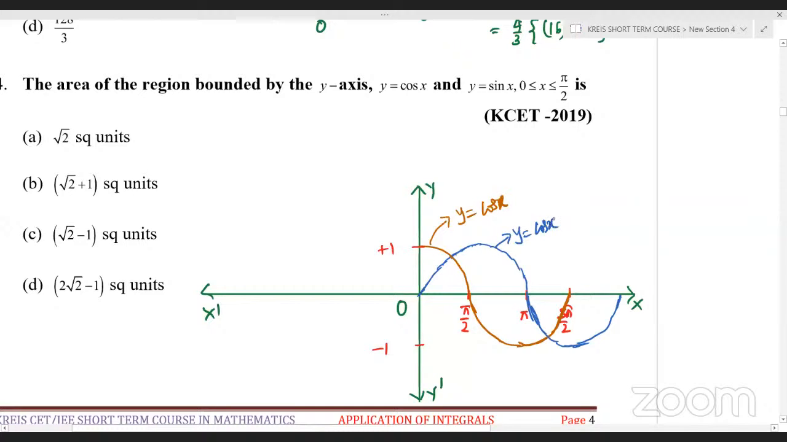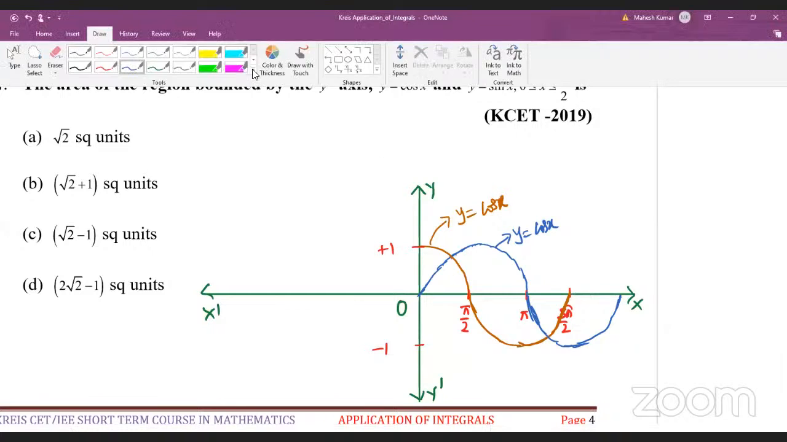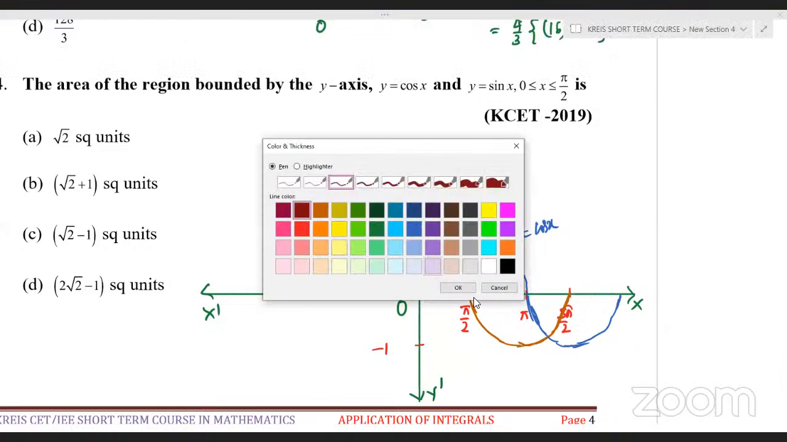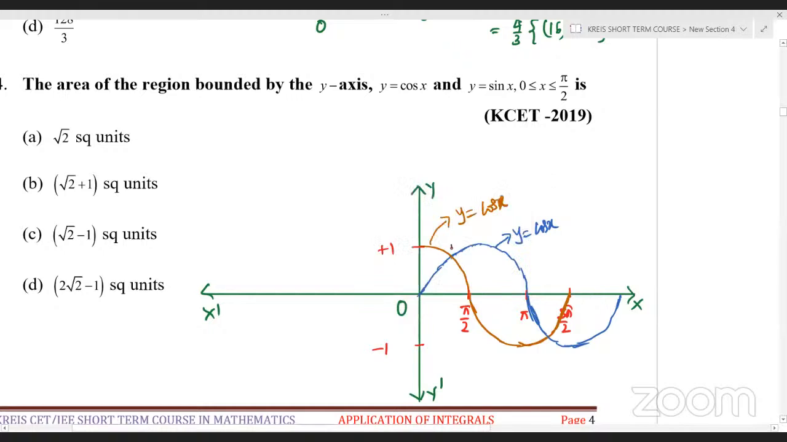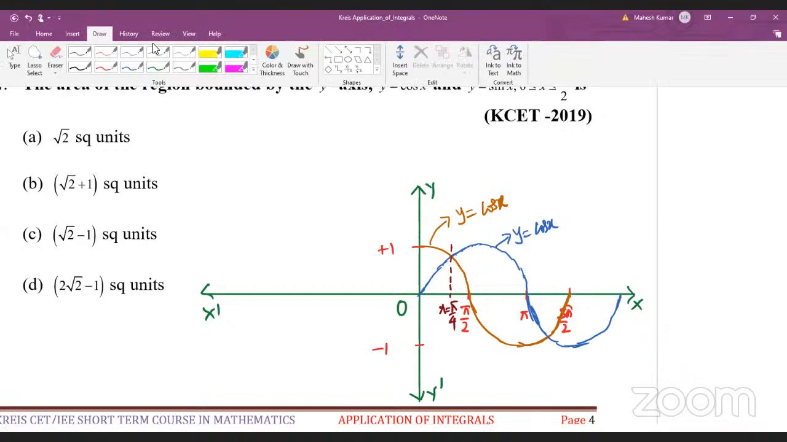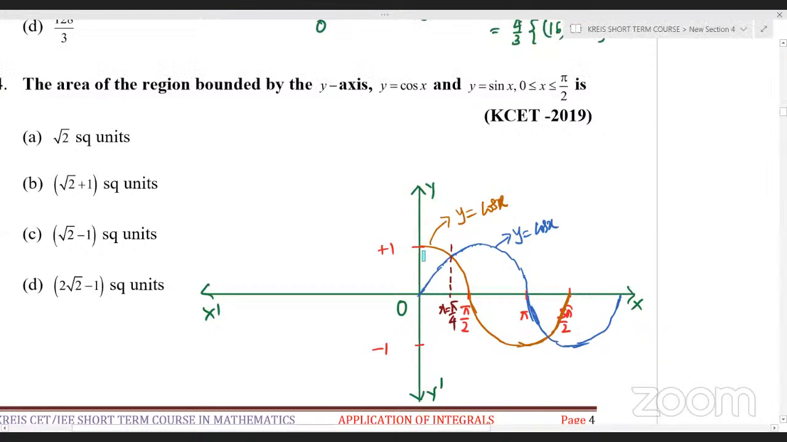So this is y is equal to cos x. Here you can observe you are asked to find the area, right? Both the curves meet each other at x is equal to pi by 4. This is the point where both the curves are going to meet each other. X is equal to pi by 4, right? So you are supposed to find the area enclosed between the curves and the y-axis. So this is the area you need to find out.